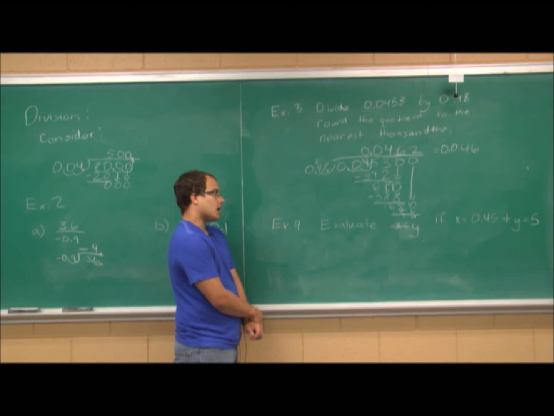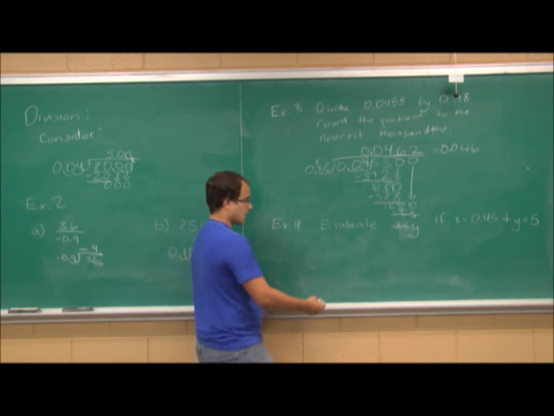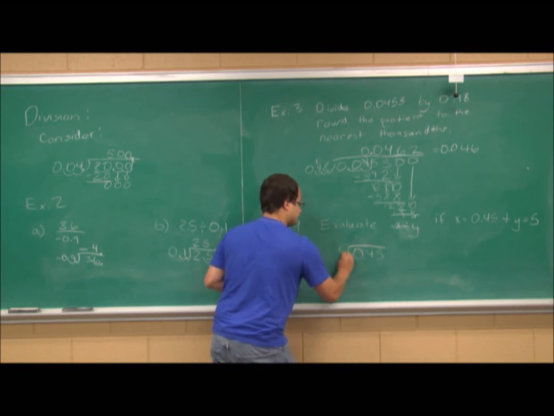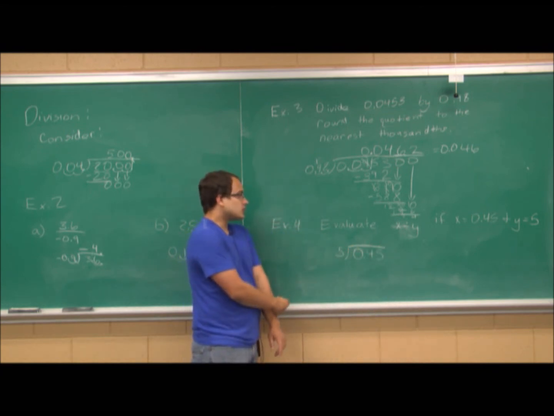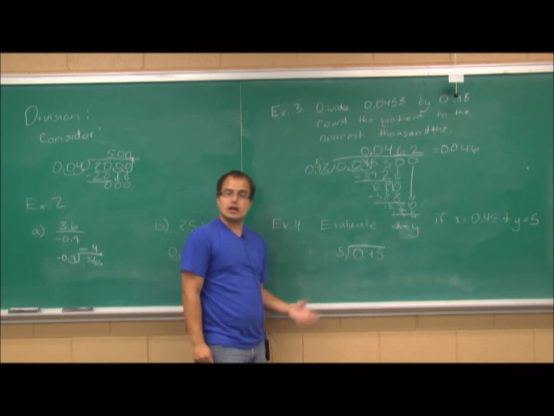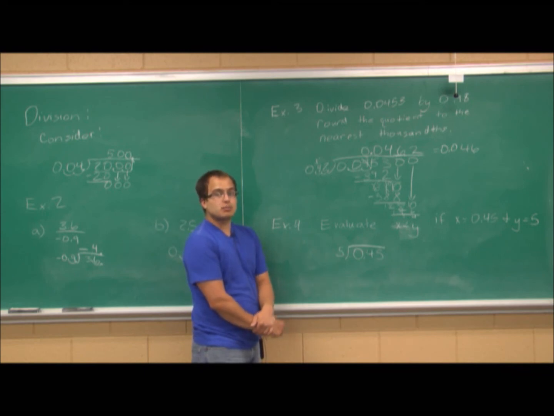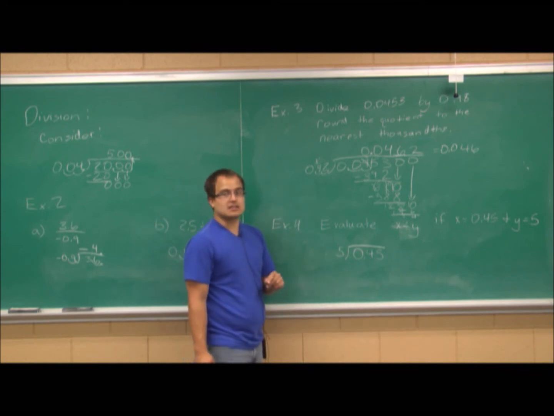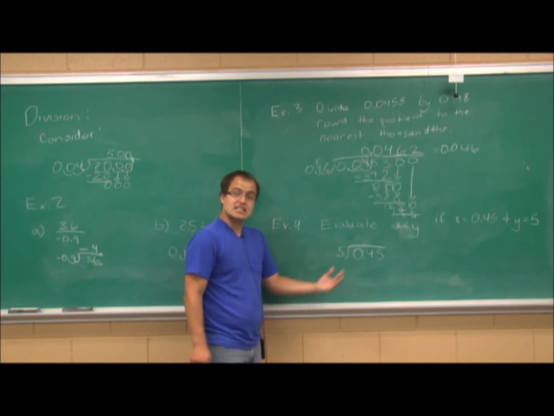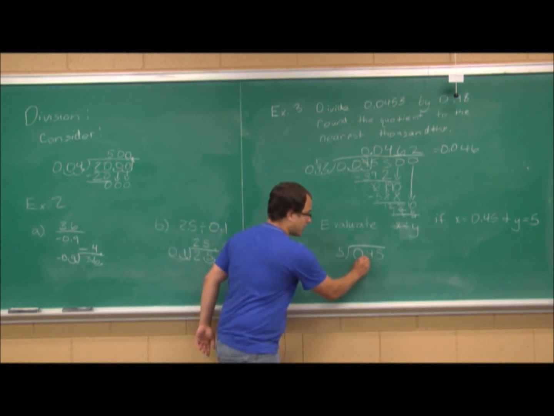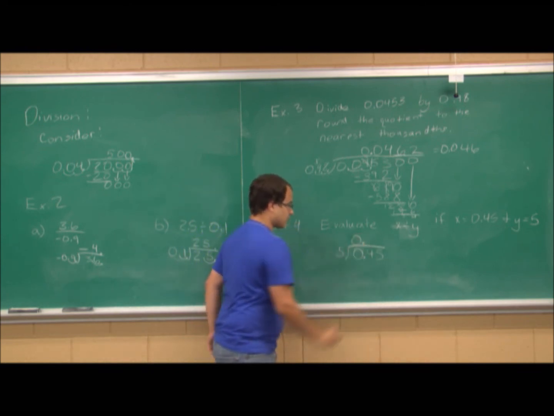Example 4 is an evaluate problem. Evaluate x divided by y if x equals 0.45 and y equals 5. Again, I'm going to take 0.45 divided by 5. Now, this is where a lot of students make mistakes. They assume since there's a decimal here, I have to move the decimal. The rule states, though, you only move the decimal place if your divisor has a decimal. My divisor does not have a decimal in it, so I don't have to move my decimal at all. So I'm just going to bring it up. I'm going to put a 0 in front of it.